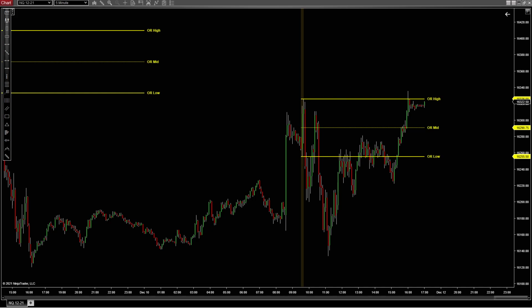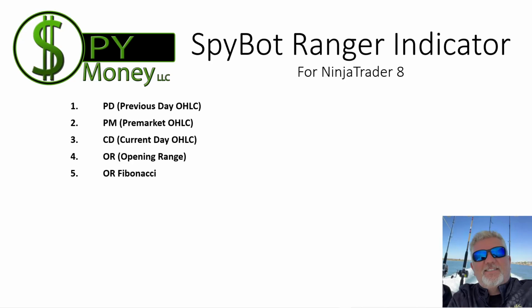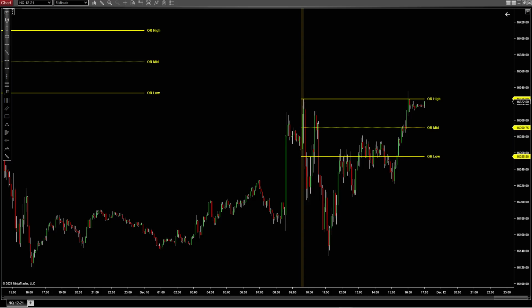So when we come down to another one, now we're going to talk about the Fibonacci, the open range Fibonacci. Now open range Fibonacci is very important because it gives us other levels that we can trade from. So let's look at the open range Fibonacci.